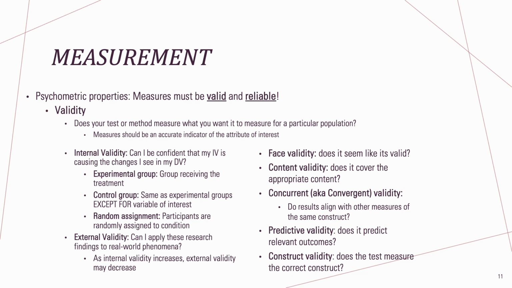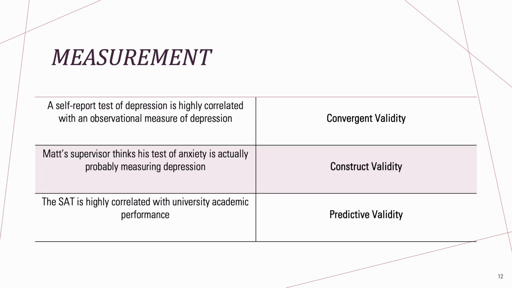Predictive validity, we care about, does this measure predict relevant outcomes? And construct validity, we're asking, does this test measure the correct construct? So this is just an example, putting into context what some of these words mean. If we're thinking of convergent validity, we might use this example. A self-report test of depression is highly correlated with an observational measure of depression. That's kind of the example I gave with the parenting measure.